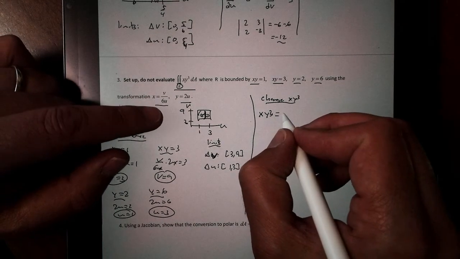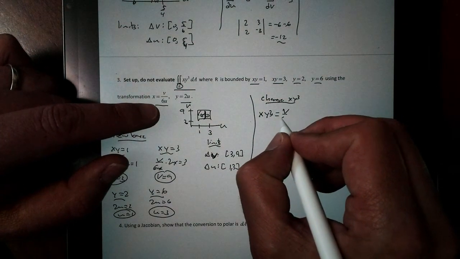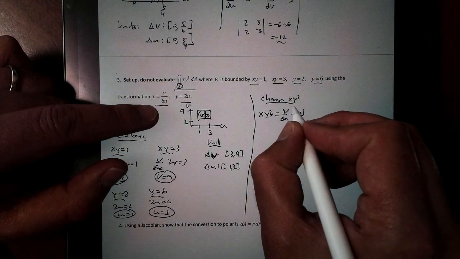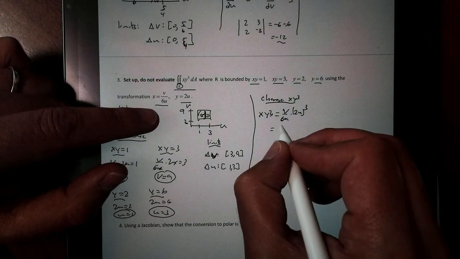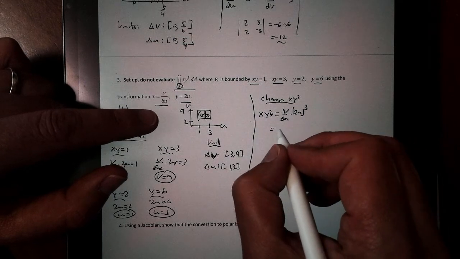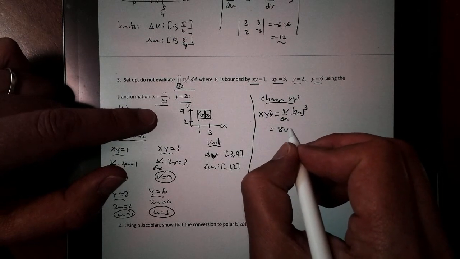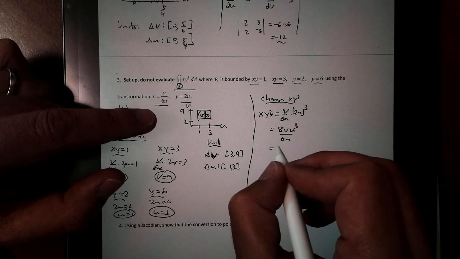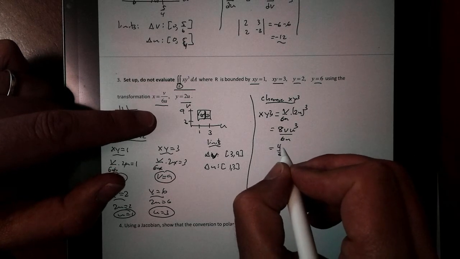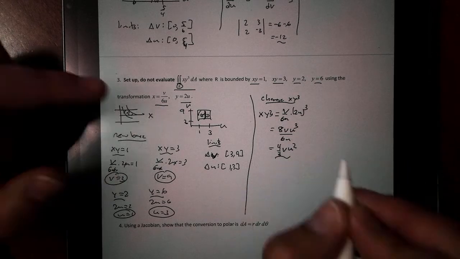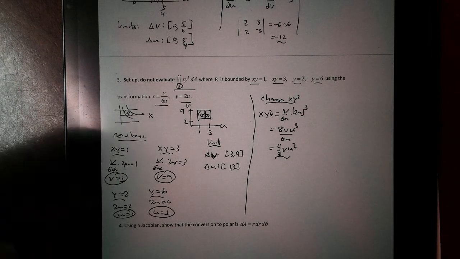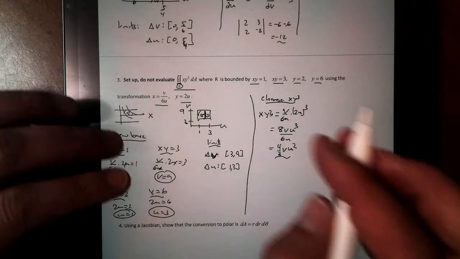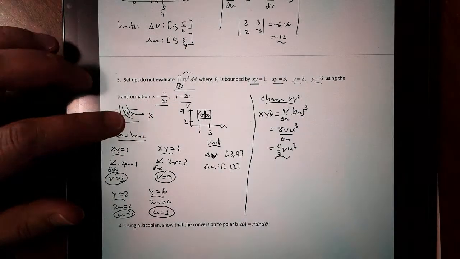So if I solve this, this becomes v over 6u times 2u cubed. And this becomes, let's see here, 8 v u cubed over 6u. And that reduces to what? 4/3 v u squared. So there's my new inside, my new function right there on the inside. So we just changed our function right there.